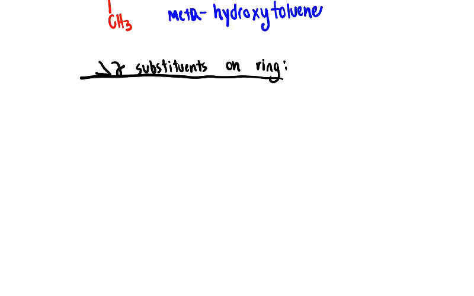So in order to go about doing this, let's take a look at an example problem here. So we're going to take a look at a situation where we have our aromatic ring.